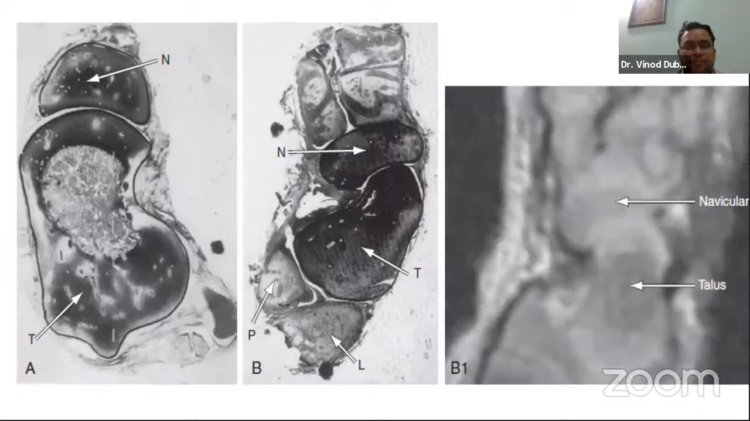This is an MRI picture where you can see the talus is deformed and dysplastic. The neck is short and medially deviated, and the joint formed between the talus and navicular is not normal. You can see the convexity in the navicular is lost because it is not articulating with the talus in a normal way.